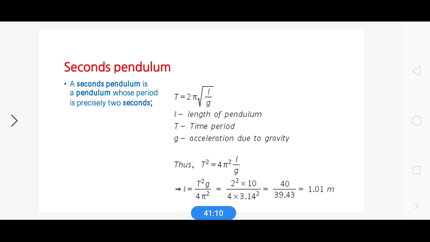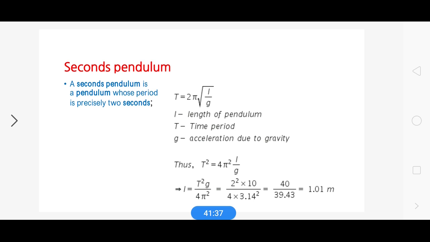So if we construct a pendulum of 1 meter length, then for a given acceleration due to gravity of 9.8 meter per second square, we get the time period equal to 2 seconds. Means if we calculate the time for one oscillation, we get 2 seconds.